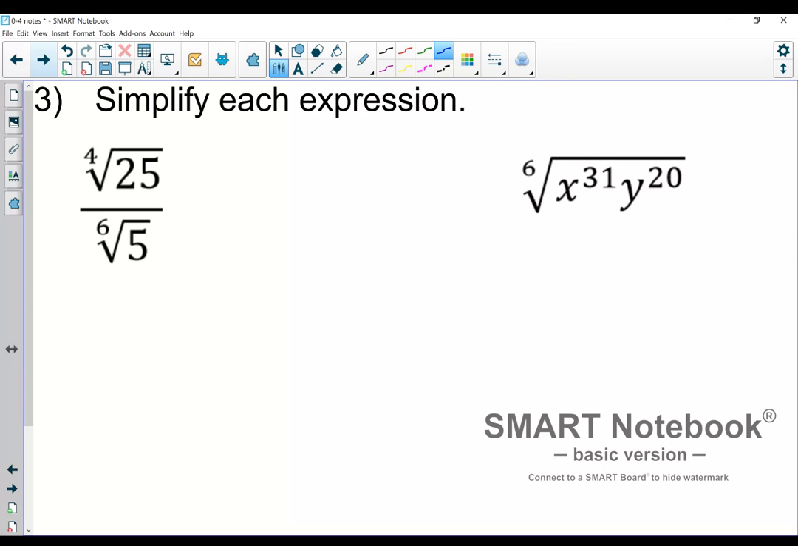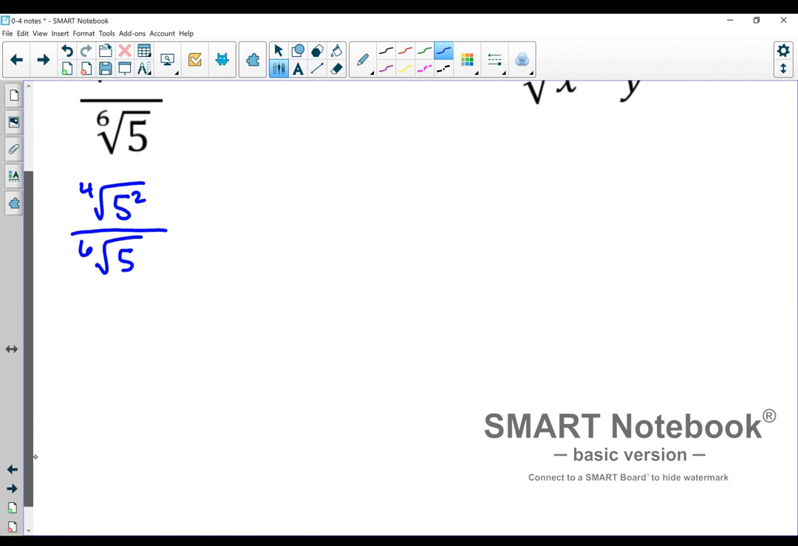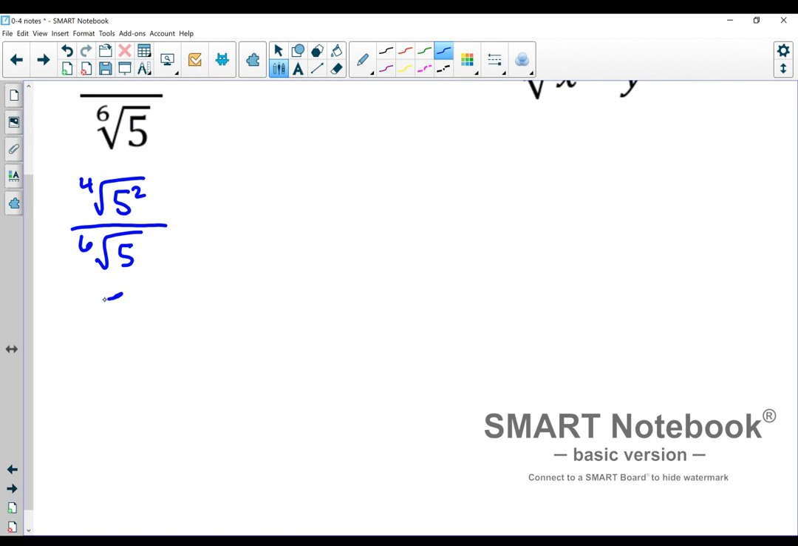So here's a couple to look at and think about. I know that I should not have, with this first one, square roots in my denominator, but I can also tell 25 and 5 have something in common. So instead of rationalizing right away, I really want to break this down. So right now I have the 4th root of 5 squared. And then I have the 6th root of 5. So I'm going to write them both as exponents instead. 5 to the 2/4 power, 5 to the 1/6 power. I can reduce the 2/4.